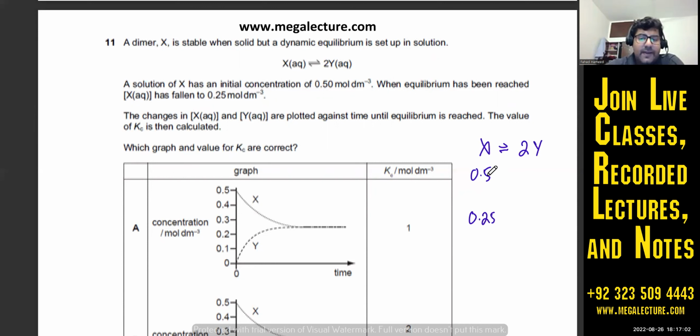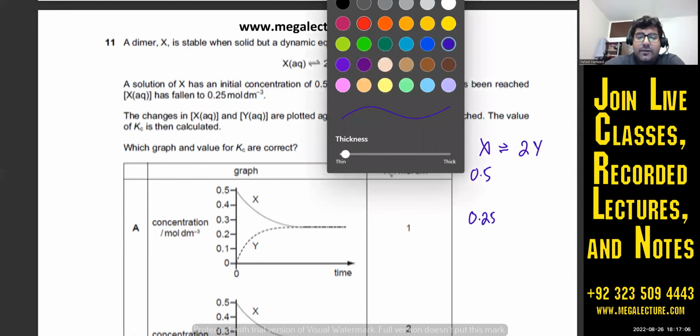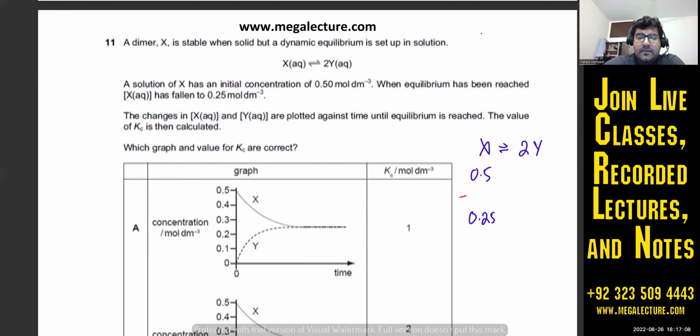You started off with 0.5, now you've got 0.25. That means 0.25 have reacted, right? So 1 produces 2. So 0.25, if they react, are going to produce double the amount on the other side. So that was 0 at first, but now if 0.25 have reacted, double the amount will be produced on the other side. Is that clear? It's 1:2. So 0.25 react, double the amount on the other side will be produced, 2Y. Clear?